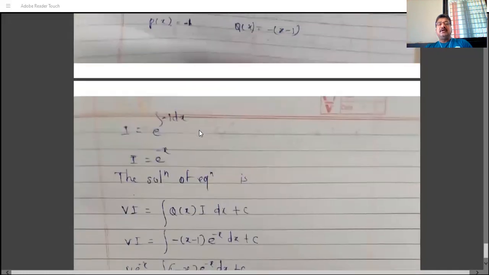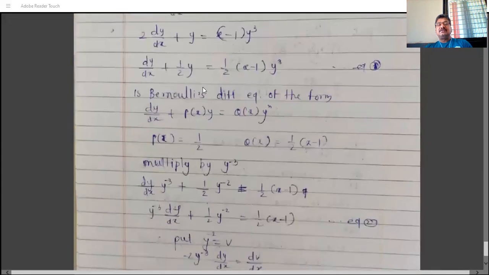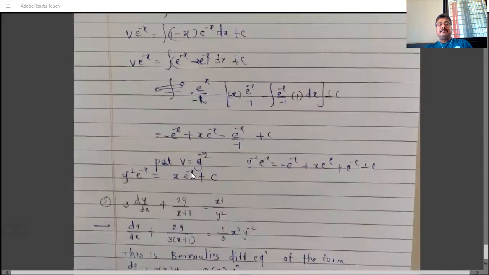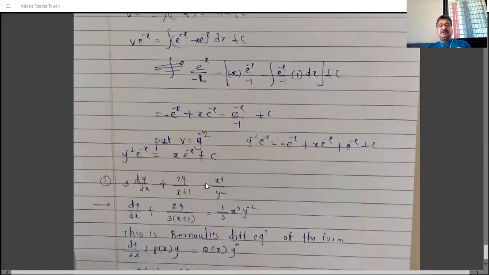Or directly substitute v as y raised to minus 2. So the last step is to substitute v as y raised to minus 2. So what we have: v means y raised to minus 2, so y raised to minus 2 e raised to minus x is equal to minus e raised to minus x plus x e raised to minus x, and this minus minus becomes plus e raised to minus x, and it gets cancelled. So y raised to minus 2 e raised to minus x is equal to x e raised to minus x plus c. So this is the final answer, or general solution, of the given differential equation.